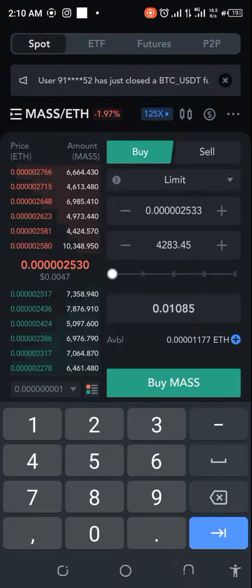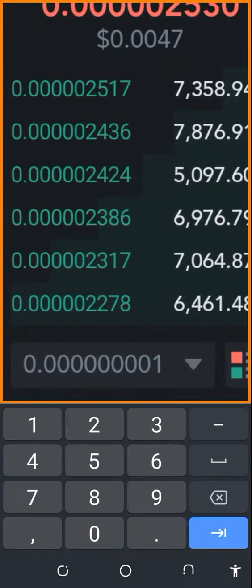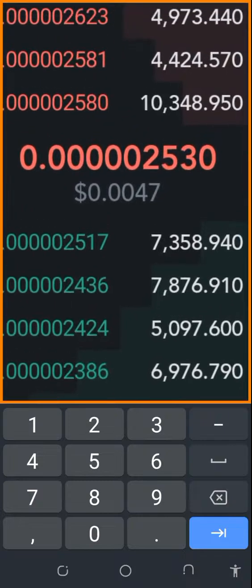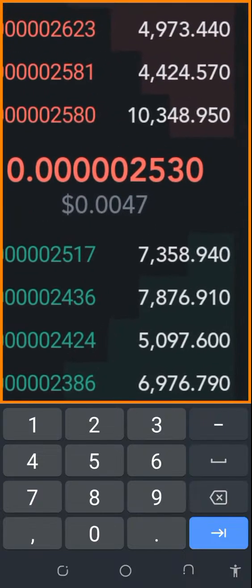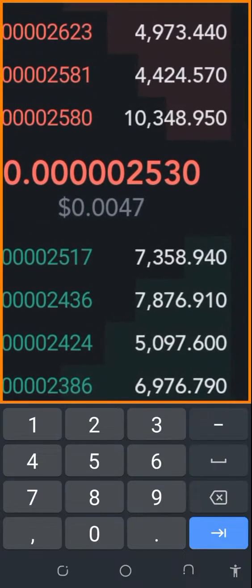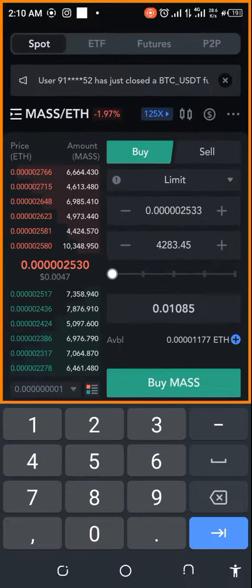Okay, so we'll be able to get 4283.45. Okay, let's just check on something in the order book. Will we be able to purchase that instantly? Well, it's possible to do so, but then we'll have to pick the first thread, okay? But let's just do this well.